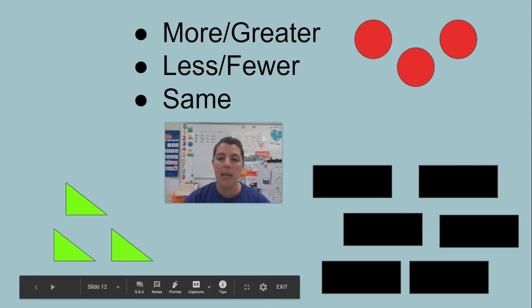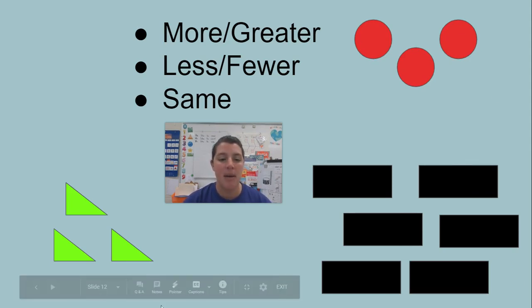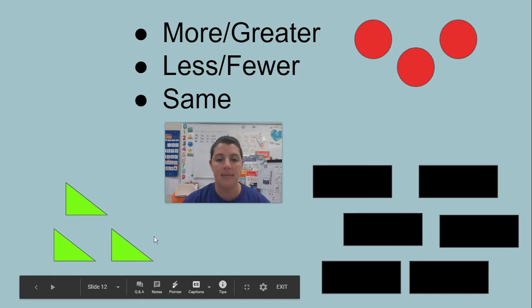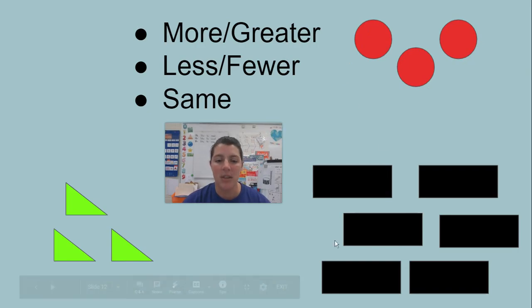Take your finger and point to the group that has the same amount as the green triangles. I bet you're pointing up here. I counted to 3 for the triangles, and I counted to 3 for the circles.